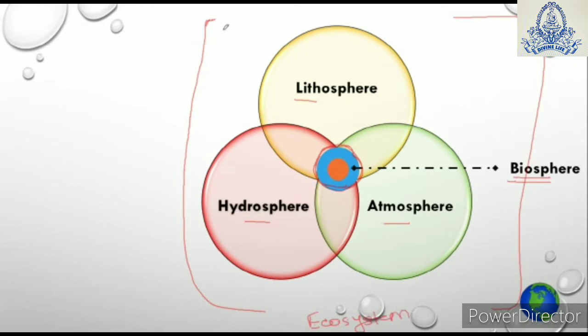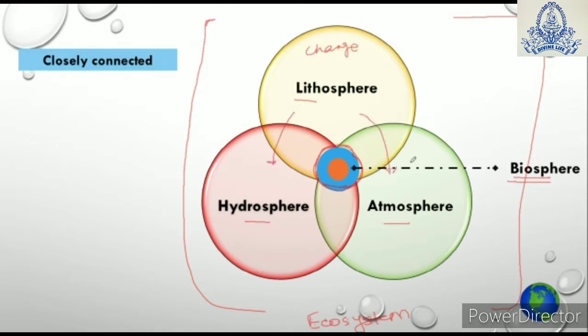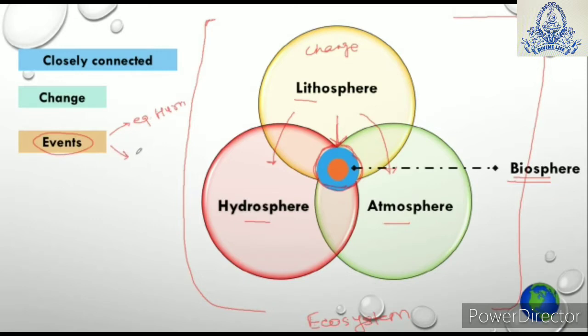Now because these four spheres are closely connected to each other, a change in one sphere will definitely result in a change in one or more spheres. These changes are known as events. The events can be natural events like earthquake or hurricane or cyclone, or it can be man-made events like oil spill, air pollution. These events are caused by humans.